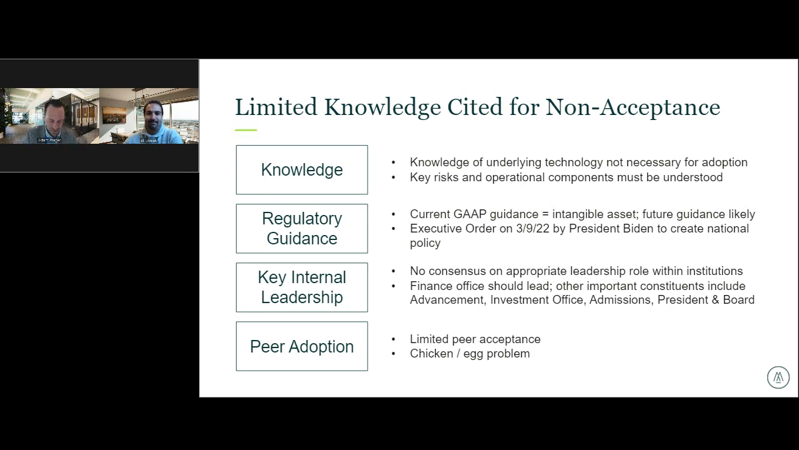Peer adoption, everyone's, I think, looking to each other in terms of what institution X is doing, what institution Y is doing. It kind of creates a little bit of a chicken and egg issue. But there are some larger institutions that have accepted, and I'll talk about that in just a second.